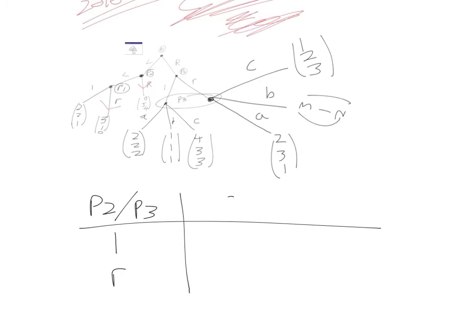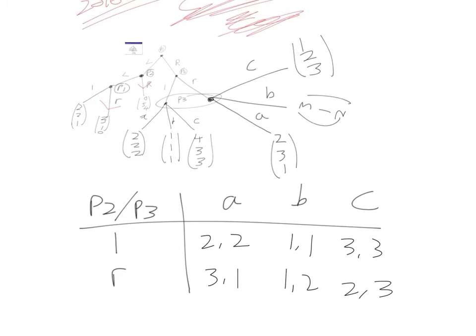table game. So here we've got player 2 can go left or right, and player 3 can go A, B, or C. So that's where these are coming from. And then you just fill in the payoffs. Where are these payoffs coming from? Payoffs are coming from the terminal nodes here.